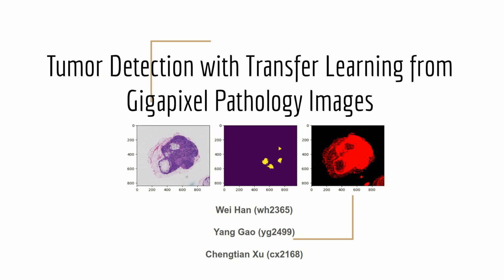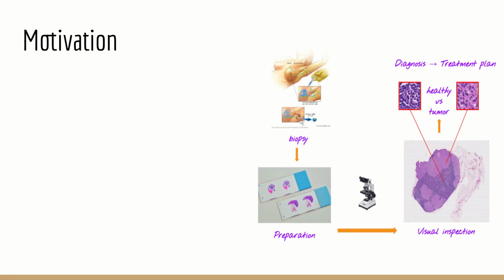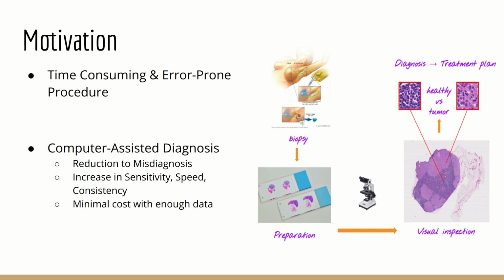The traditional procedure of diagnosing breast cancer contains four steps: biopsy, preparation, visual inspection, and diagnosis, followed by a treatment plan. A pathologist comes into play at the step of visual inspection, where they use microscopes to inspect a ton of slides, which can be tedious, and as a result time-consuming and error-prone. Now, computer-assisted diagnosis should effectively reduce the rate of misdiagnosis and increase sensitivity, speed, and consistency, and also do so at a minimal cost with enough data.